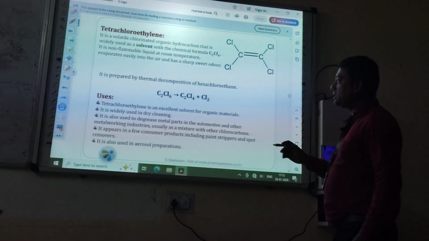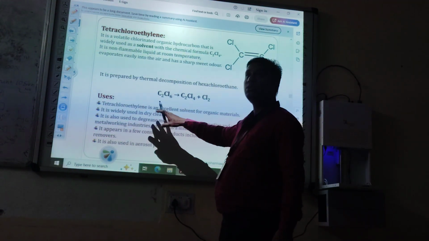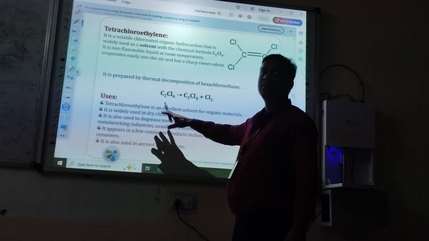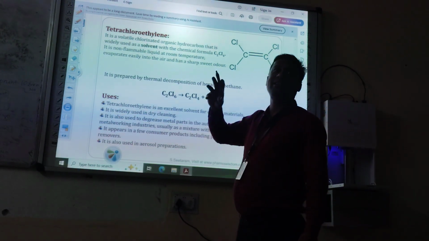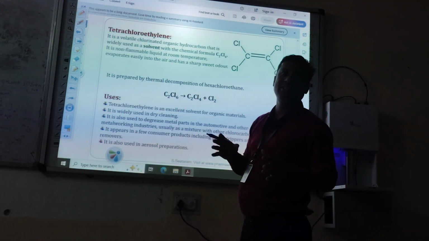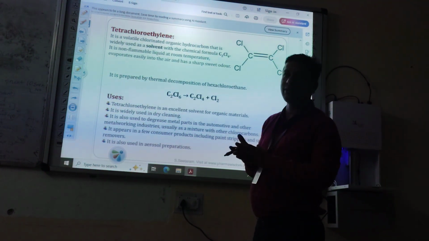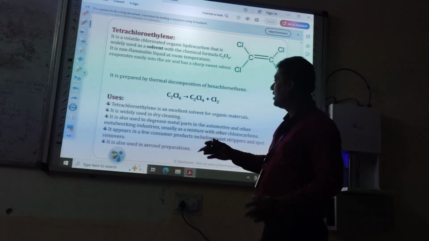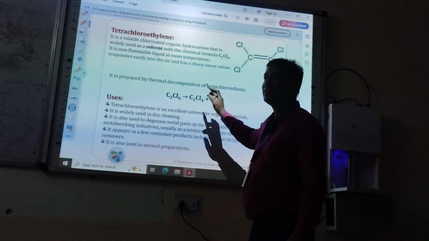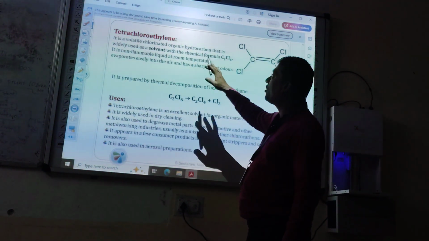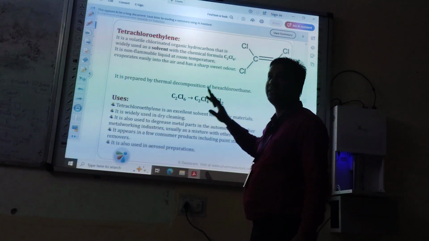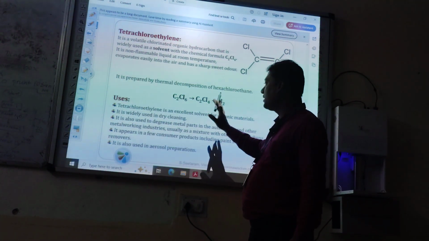It is widely used in dry cleaning. Dry wash. And it is a solvent. The tetrachloroethylene is a solvent used for dry cleaning.